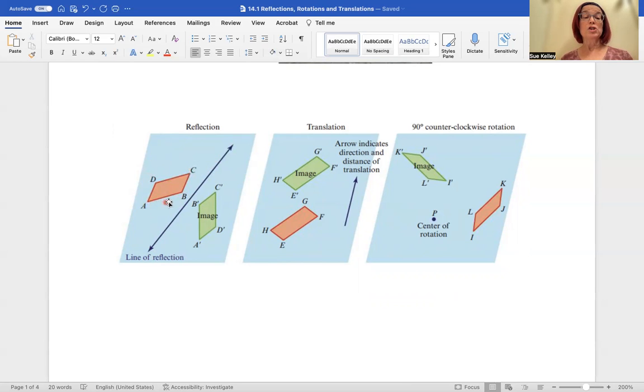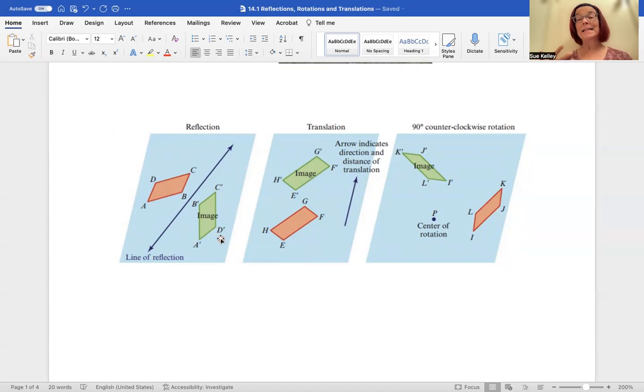And we start with a shape. This orange shape represents what we call the pre-image of the shape. So we label that with letters representing the vertices of the shape. And then over here we have what we call the image of the shape. And notice that it has the same letters, but we have this little hash mark next to each letter. So we call this A prime, B prime, C prime, and D prime.